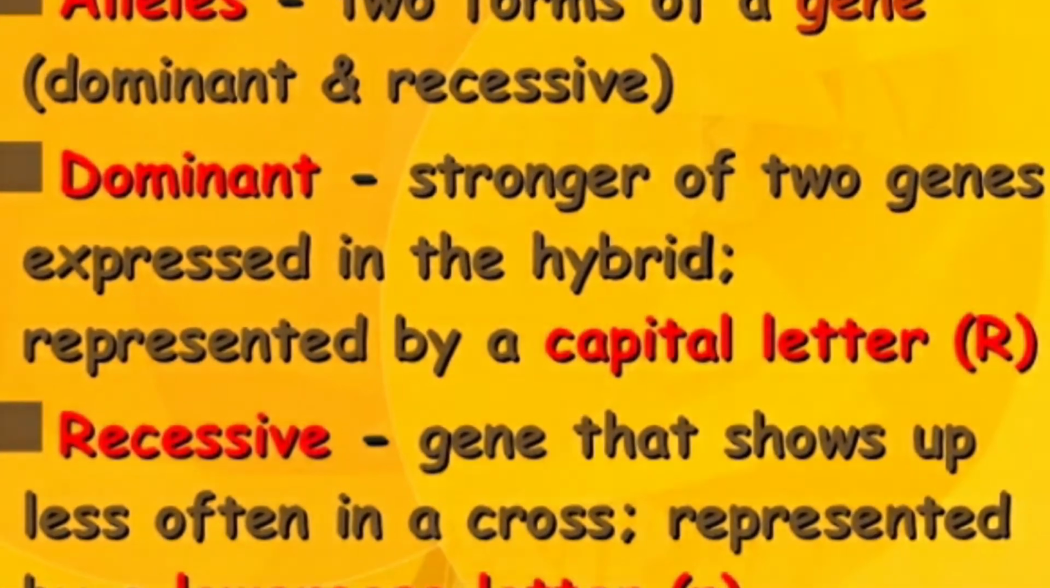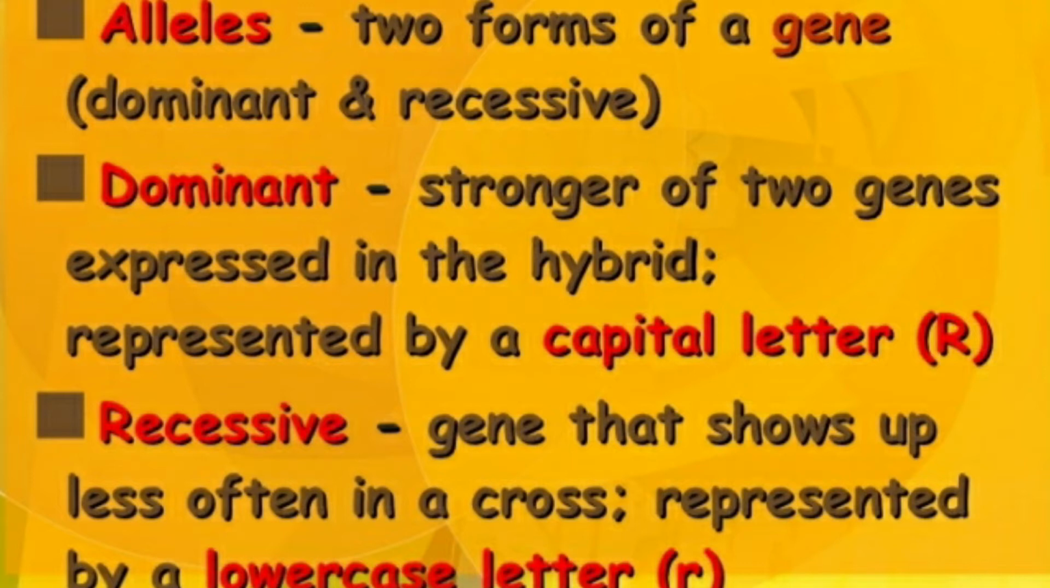And what are alleles, children? Two forms of a gene, that is dominant and recessive. We call them alleles. Then what do you mean by dominant? Dominant is the stronger of two genes expressed in the hybrid, represented by a capital letter R. And recessive is a gene that shows up less often in a cross, represented by a lowercase letter r.